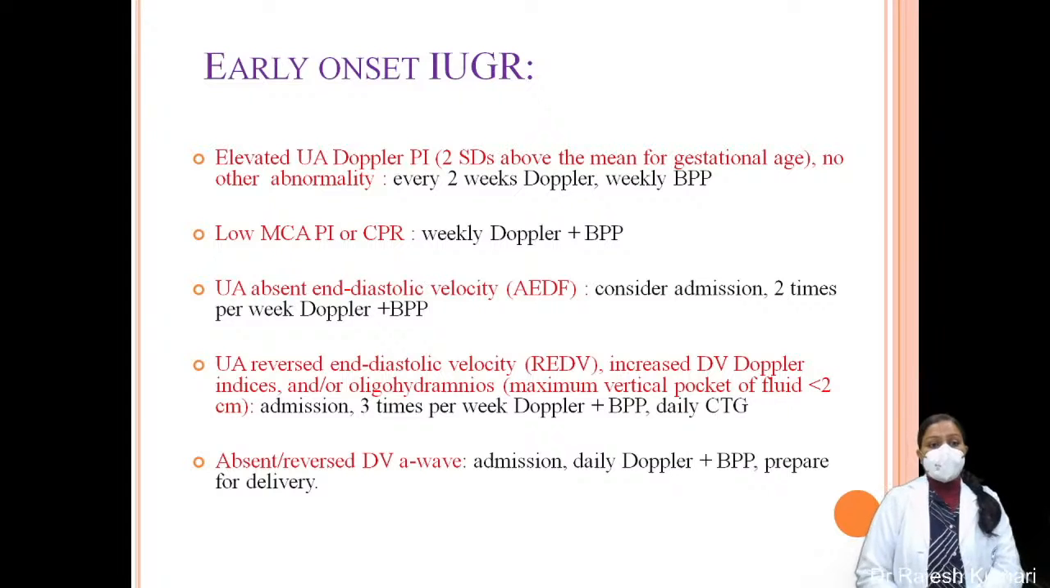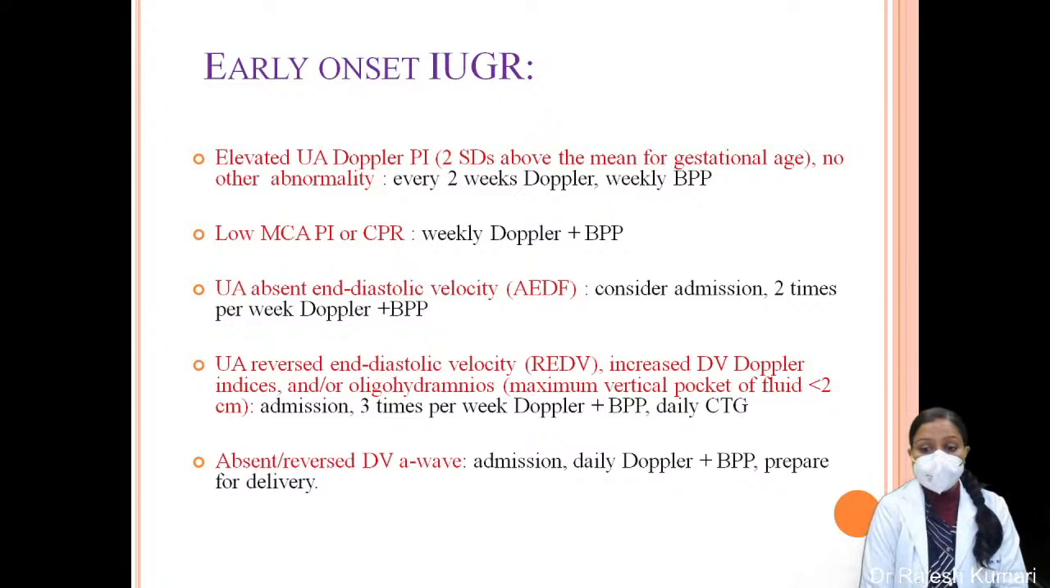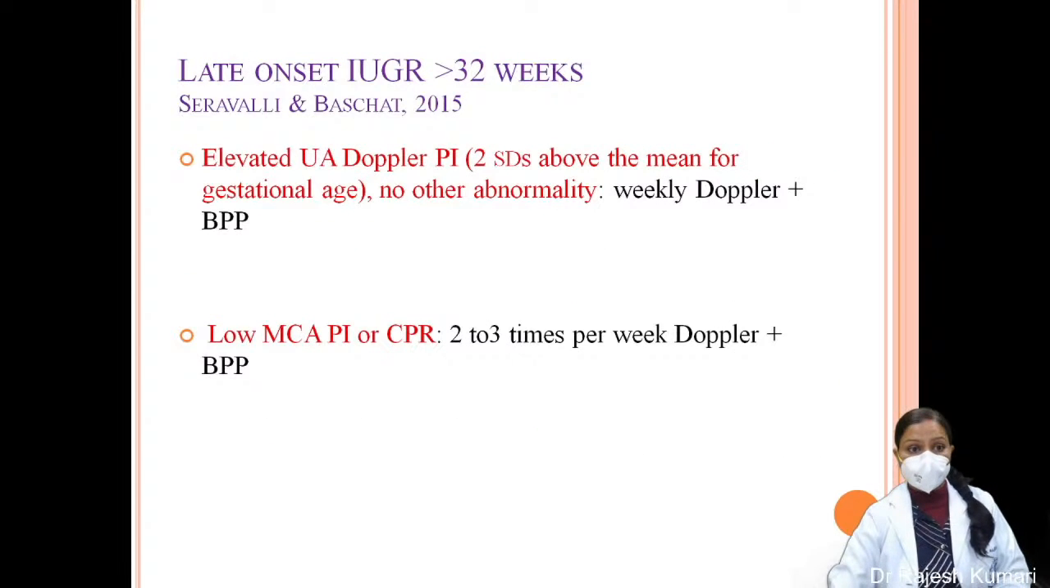So in early onset IUGR, elevated umbilical artery Doppler PI with no other abnormality: every 2-week Doppler and weekly biophysical profile. Low MCA PI or CPR: weekly Doppler plus biophysical profile. Umbilical artery absent end diastolic velocity: consider admission, 2 times per week Doppler and biophysical profile. Umbilical artery reverse end diastolic velocity and increased ductus venosus Doppler indices and or oligohydramnios: admission, 3 times per week Doppler, biophysical profile and daily CTG. Absent or reverse DV A wave: admission, daily Doppler, biophysical profile and prepare for delivery.